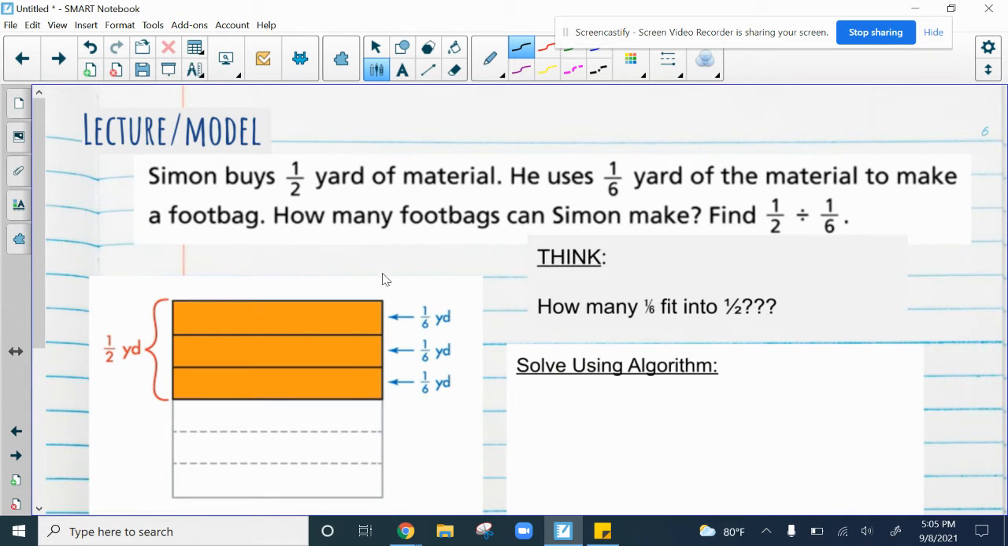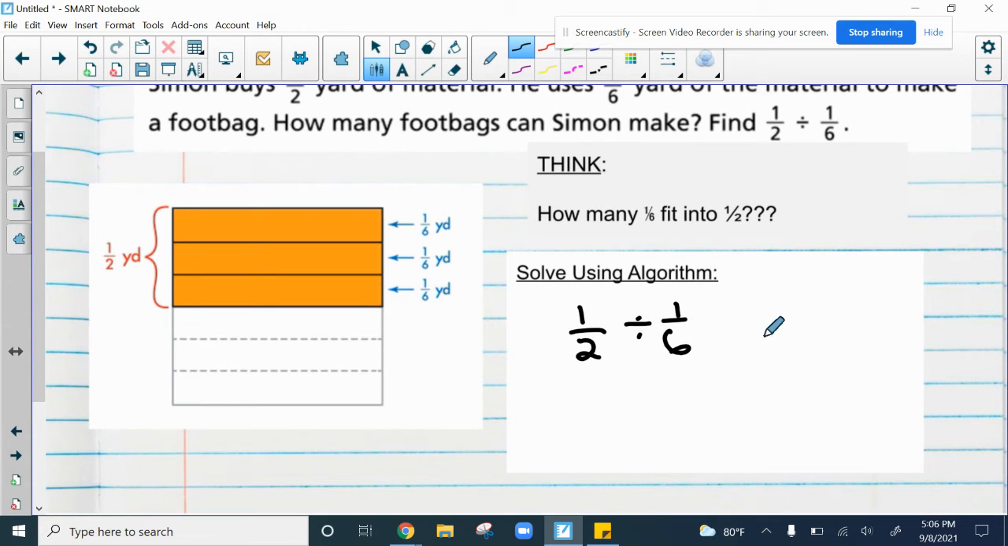Simon buys half a yard of material. He uses 1/6 yard of the material to make a foot bag. How many foot bags can Simon make? As you can see here, we are starting with half a yard. So that's the number that's going to go first. Remember, we talked about in the last lesson, whatever you have in front of you, the thing that you're cutting up or splitting up, that is what goes first. So in this case, we have half a yard of material. That is going to go first, and we are cutting it up or dividing it into 1/6 pieces. So we're figuring out how many 1/6 fit into 1/2.